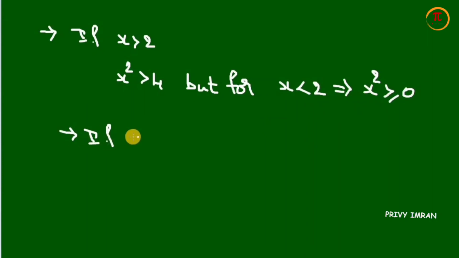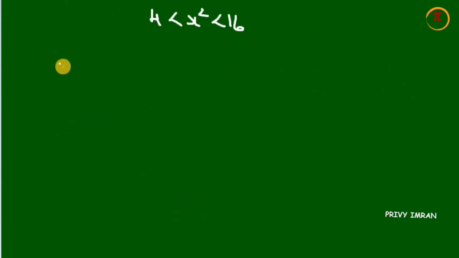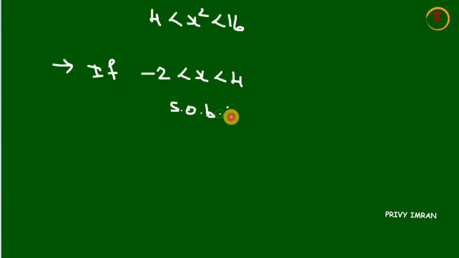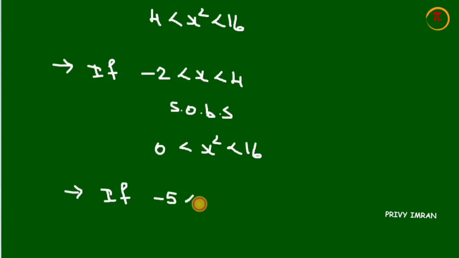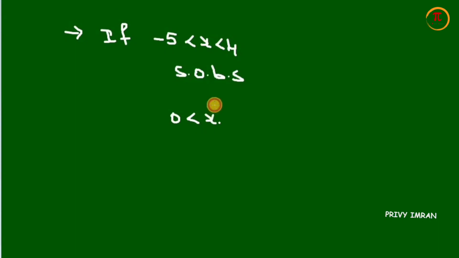If 2 less than x less than 4, now, squaring on both sides, then 4 less than x square less than 16. If minus 2 less than x less than 4, squaring on both sides, then 0 less than x square less than 16. If minus 5 less than x less than 4, squaring on both sides, then 0 less than x square less than 25.